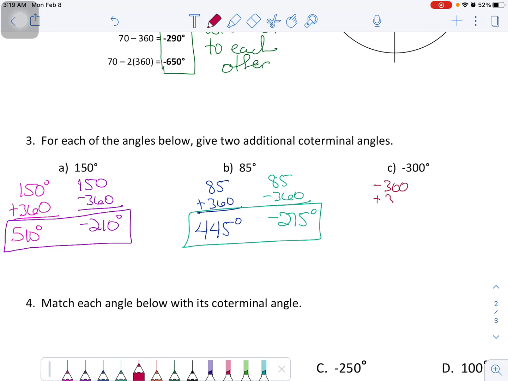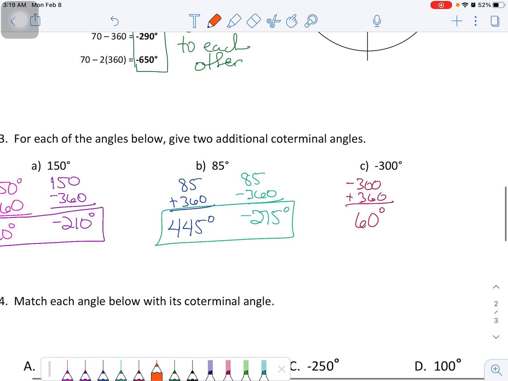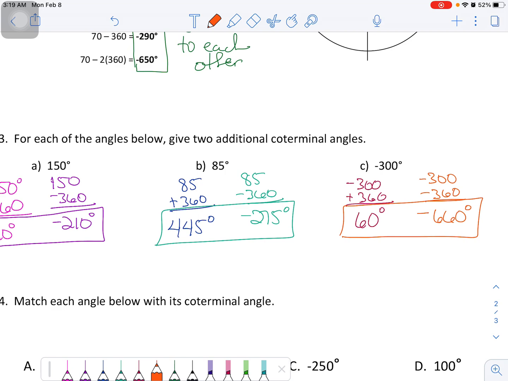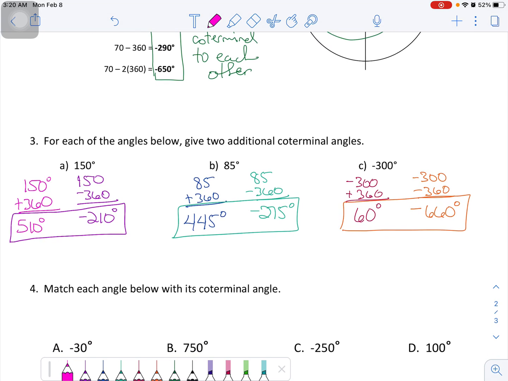Negative 300 degrees. I can take that, I can add 360 to it. So negative 300 plus 360 would be a 60-degree angle. And I can take negative 300 and I could subtract 360 from it. Now there's nothing here that says you have to subtract or add or anything. It just says find me two. So negative 660 degrees. So there's another two coterminal angles to the given one.